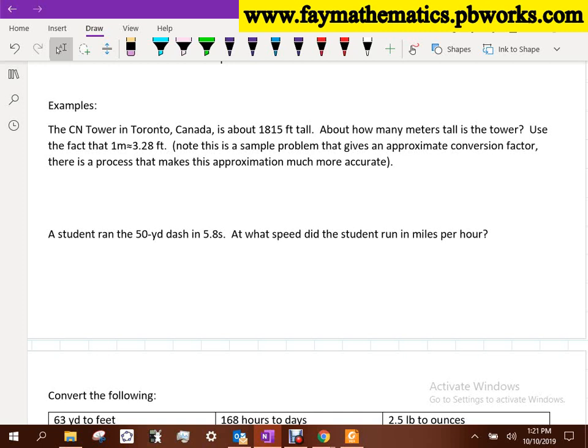Now that's a bad estimation. And your textbooks are going to do this. Your homework's going to do this. In the story problem, they will give you a conversion factor. If they don't, we'll use the conversion factor that I give you on the sheet that I print out tomorrow.